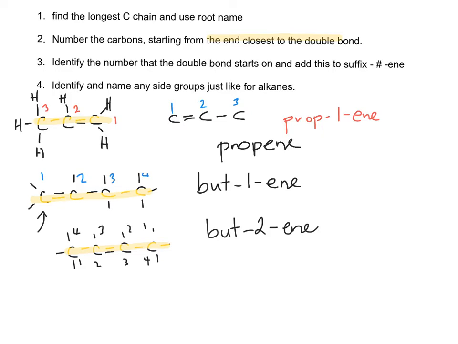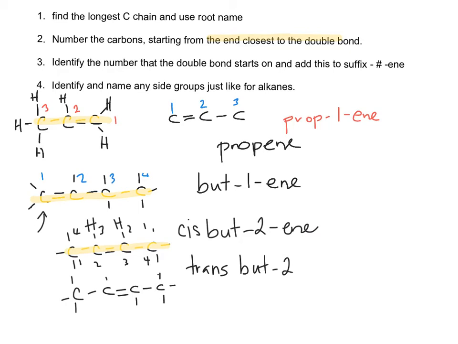So because the hydrogens across the double bond are going up, they're on the same side, so this would be cis-but-2-ene. And if they went like that, where here's our double bond, and one hydrogen's going down and the other one's going up. They're opposite from each other, so that would be trans-but-2-ene.